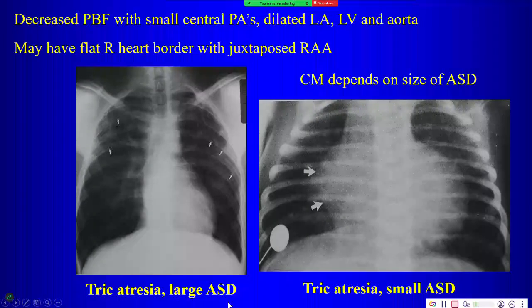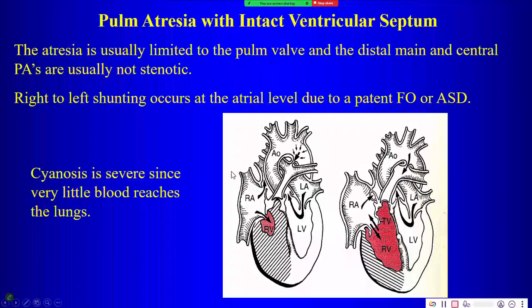So tricuspid atresia with a large ASD, you don't get right atrial dilatation. Tricuspid atresia with a small ASD, you can get right atrial dilatation. So that will depend on the size of the atrial septal defect.